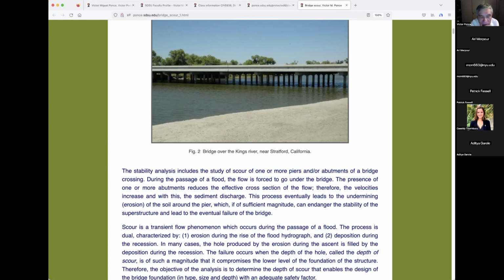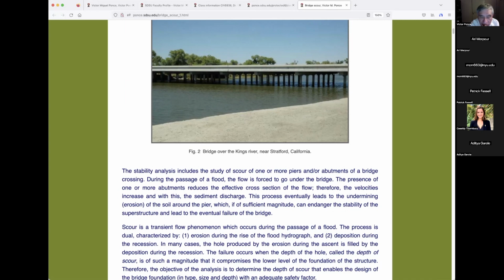Therefore, the velocities increase, and with this, the sediment discharge. We know that the velocities are related to the sediment discharge by a power from 3 to 7, average 5. So if the velocity doubles on a relation that has an exponent of 5, the sediment transport is going to go 32 times because it's 2 to the 5. 2 times 2 times 2 times 2 times 2 is 32. So therefore 32 times. So as you can see, higher velocities always impose possibilities for failure on the bridges.